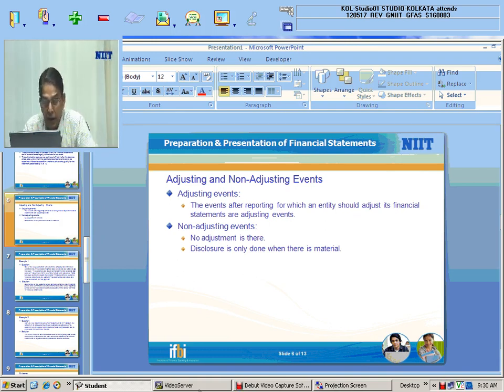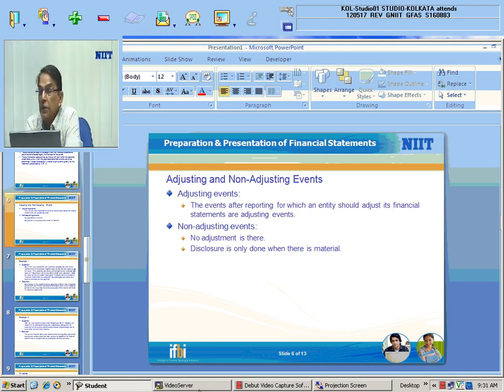The adjusting events are basically those post-balance sheet events which provide evidence of a condition that actually existed at the balance sheet date, although it was not known at that time. So if there is a post-balance sheet event which provides evidence of a condition which existed on the balance sheet date but was not known on the date of the balance sheet, these are called adjusting events, for which necessary adjustments must be made to the financial statements. So financial statements should be adjusted to reflect adjusting events after the balance sheet date.